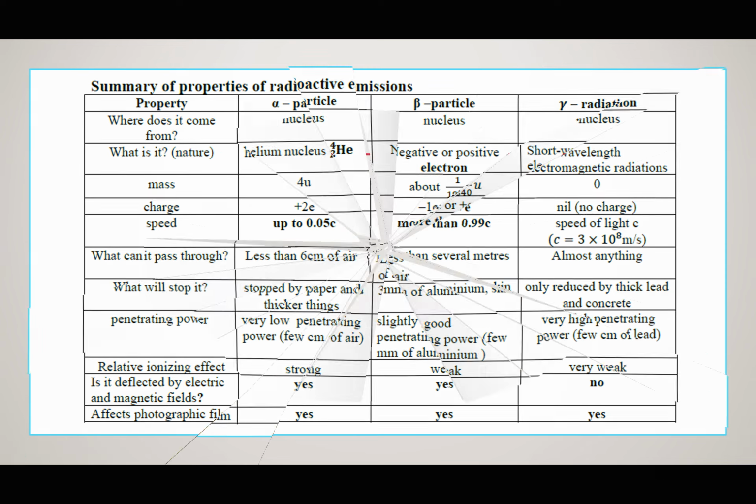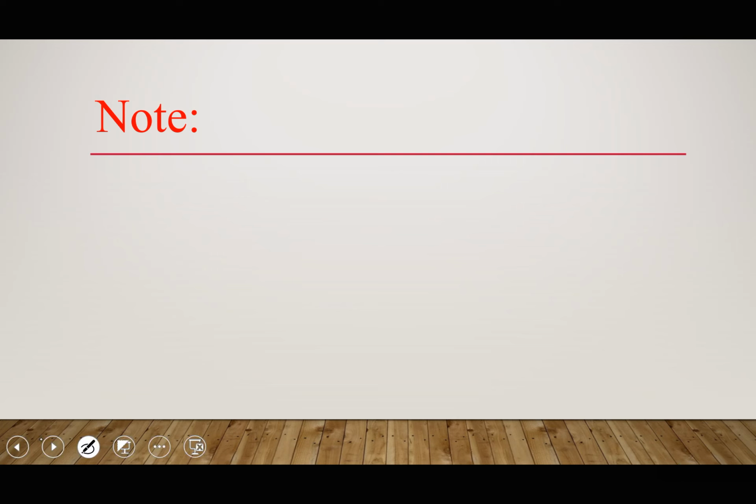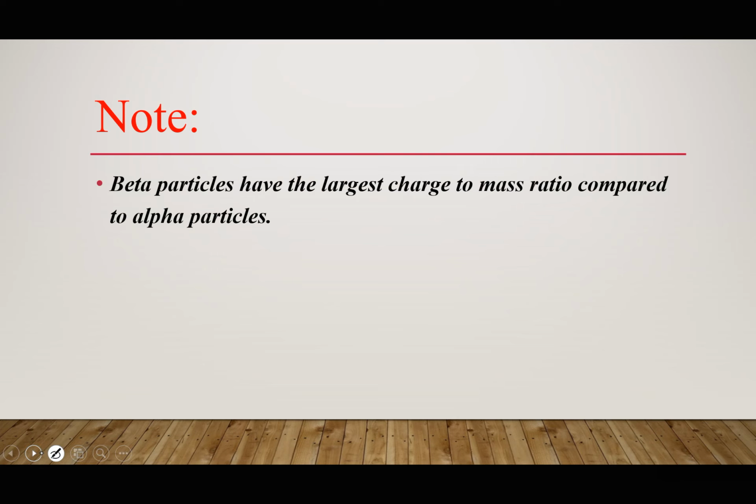One of the things we need to know is that beta particles have the largest charge to mass ratio compared to alpha particles. If we compare the charge to mass ratio, that is charge divided by mass.